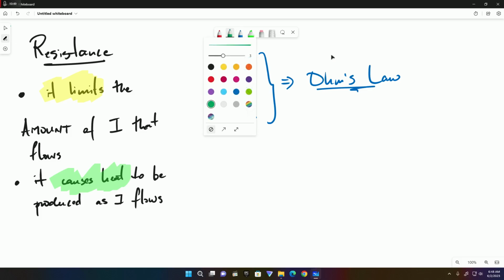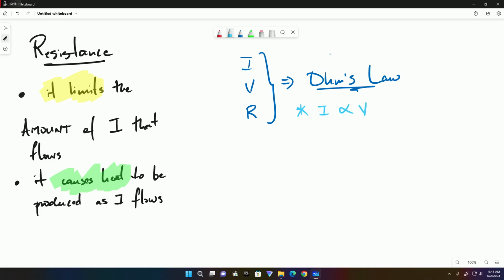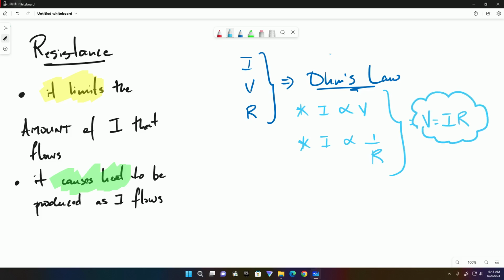Now, Ohm's law says two things. Not one thing, two things. The first thing Ohm said was that current is proportional to voltage. In other words, current depends on voltage. The more voltage you have, the higher the current that can flow. The second thing Ohm said was that current is inversely proportional to resistance, meaning the more resistance you have, the less current you have. That's what it means. These two statements are combined into our good old equation V is equal to I times R. And this is the equation of Ohm's law.